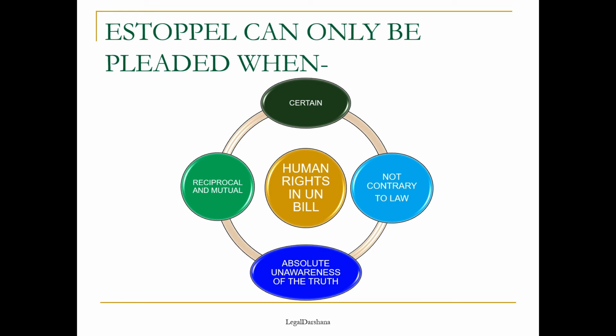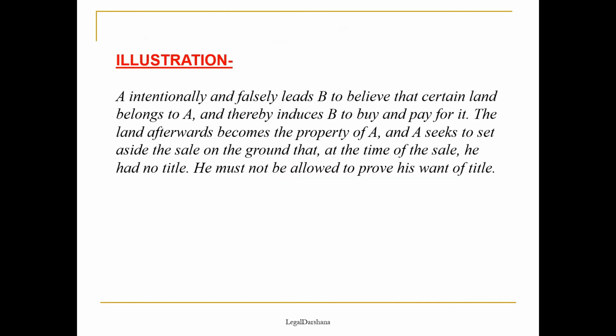Therefore, if there is a person A who intentionally and falsely leads B to believe that certain property or land belongs to A and thereby induces B to buy the property and pay for it, the land afterwards will become the property of B and A is estopped from denying this fact, and therefore A cannot seek to set aside the sale on the ground that at the time of sale A had no title. Estoppel will apply against A and the land will be taken as the property of B in the eye of law. However, if the person buying the land already had knowledge of the actual state of things and had an idea that the property does not belong to A, then estoppel cannot be invoked. The person claiming the benefit must show that he was really not aware of the true state of things.